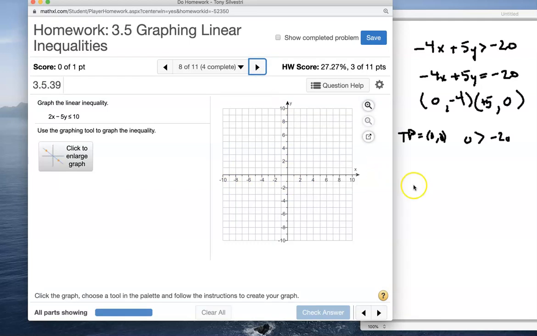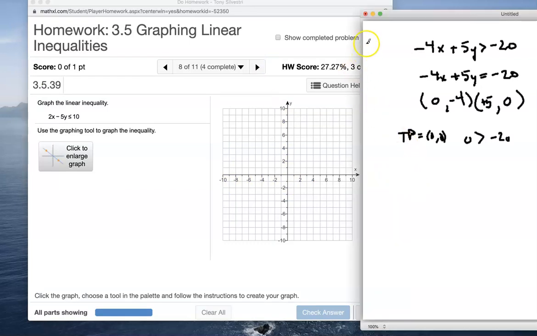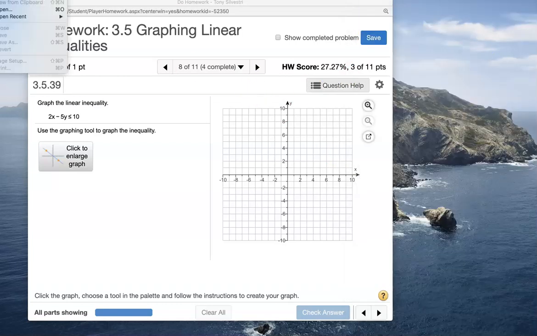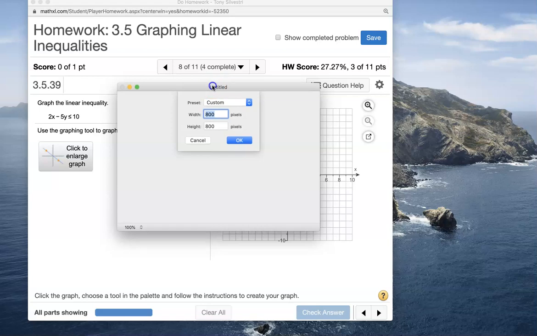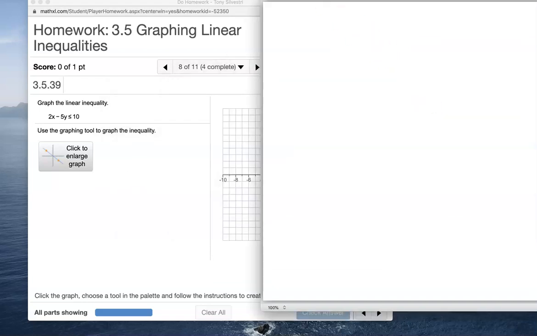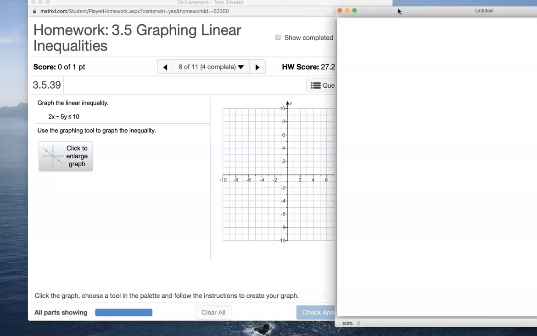Ooh, let's do this one right here. This is a good one. Okay, let's make sure it's right now. Don't save. File, new. The problems with the x's and the y's tend to be easier than the problems with just x's and just y's. I don't know why. People just get all nervous with just one variable.